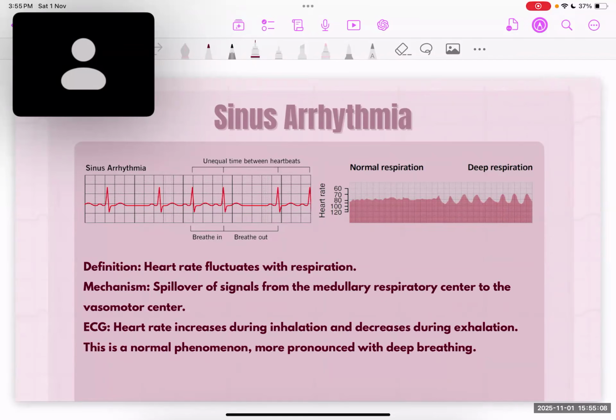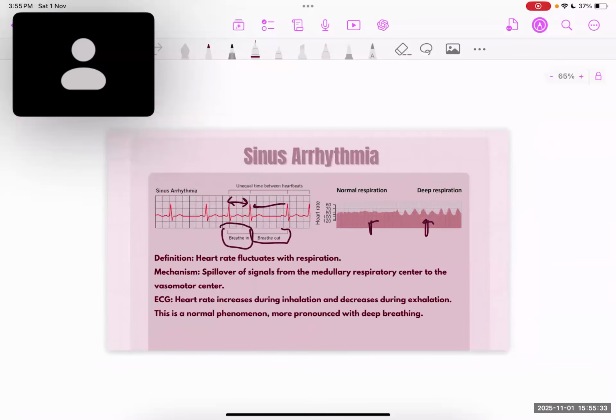So the heart rate, can you see here? This is your inhalation. It's more tachy, so the heart rate increased. And when you're breathing out, it's brady, so the heart rate decreased. So this is normal. And when you have deep respiration, it gets more pronounced. Here's normal respiration, and this is deep. You can see it got more pronounced. This is normal, just when you breathe.